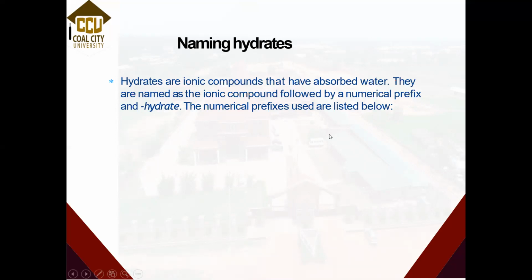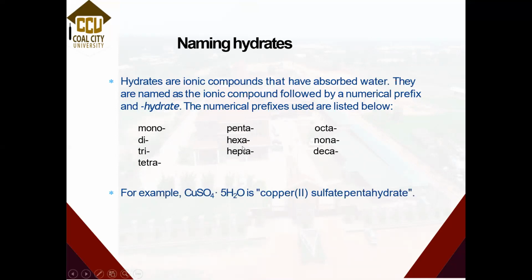The numerical prefixes used are listed below. We can have mono, di, tri, tetra, penta, hexa, hepta, octa, nona, and deca. All these represent numbers. Mono is 1, di is 2, and deca is 10, in that order. So for example, if I have copper sulfate and I have this 0.5 H2O, this is the hydrate. This copper sulfate has actually absorbed water, so this 0.5 H2O is representing the hydrate.